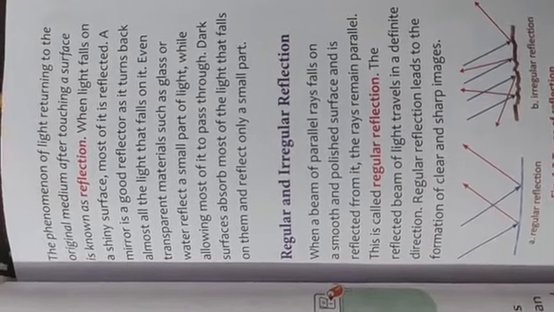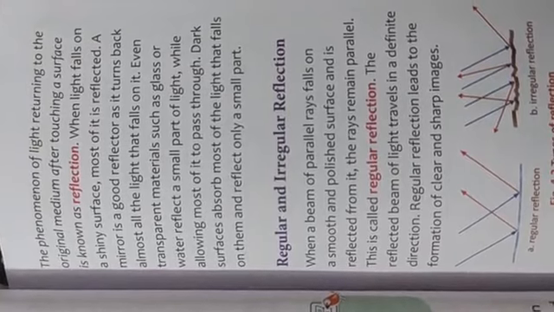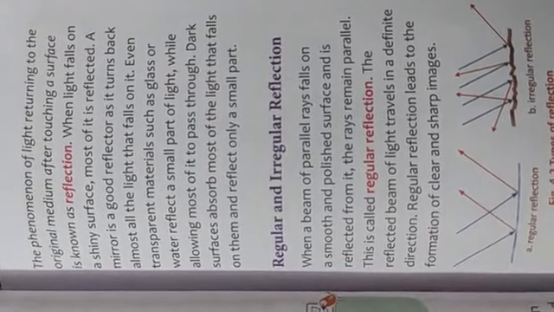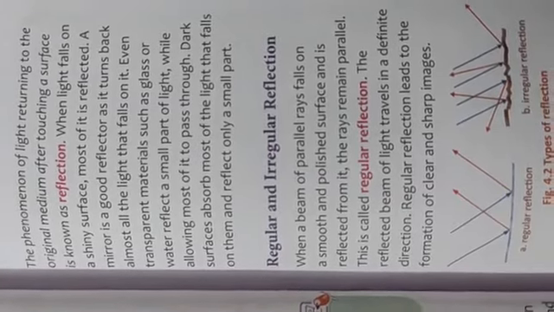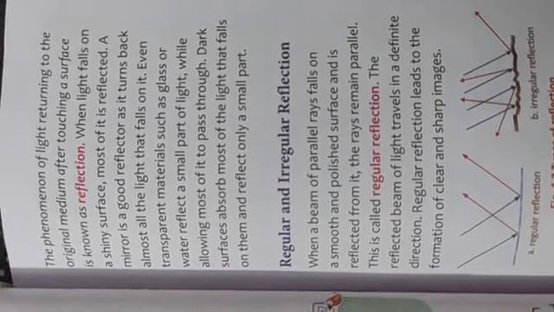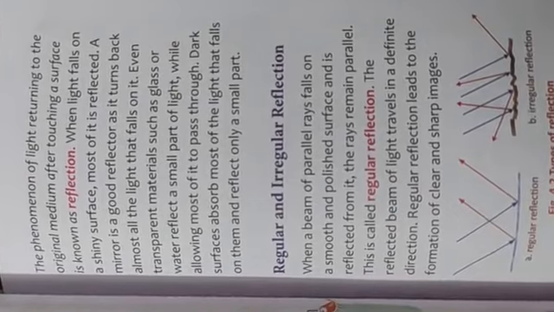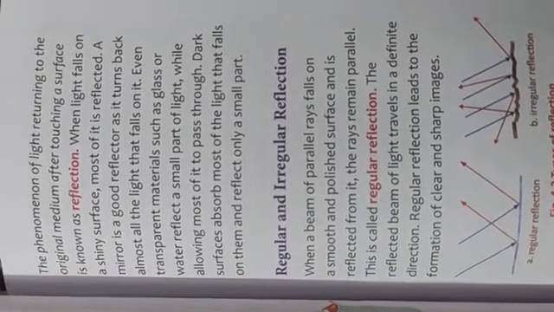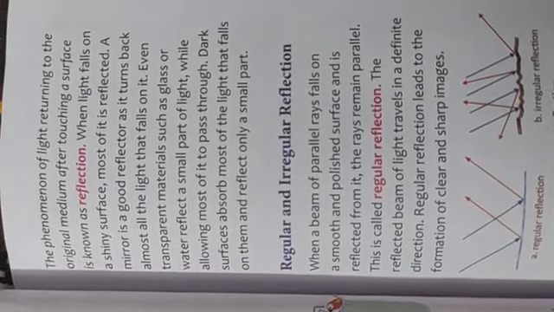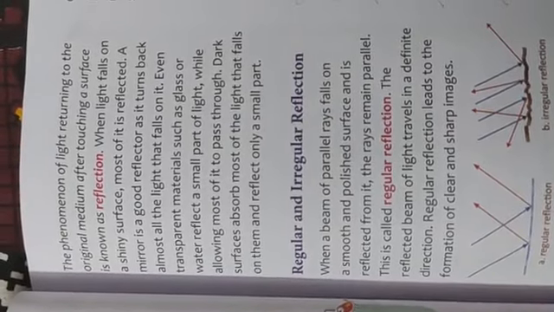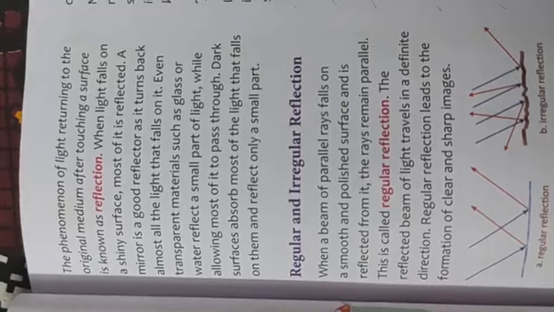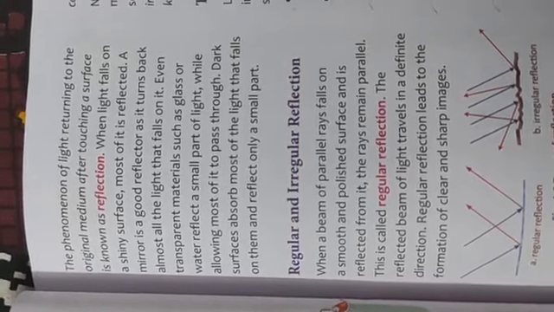So when light falls on a shining substance, most of it is reflected. You know very well a mirror is a good reflector, as it turns back almost all the light that falls on it. You can see your image in front of a mirror, no? When you stand in front of it. Even transparent materials such as glass and water reflect a small part of light, while allowing most of it to pass through. Dark surfaces absorb most of the light that falls on them and reflect only a small part of it.